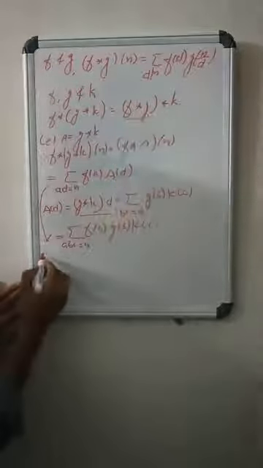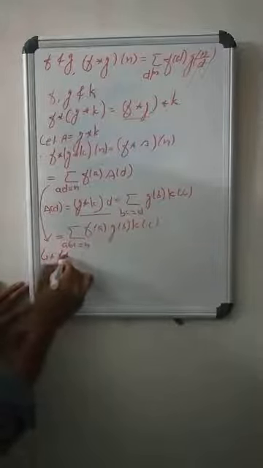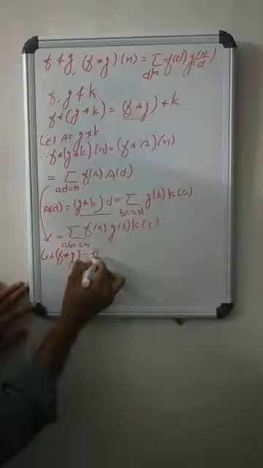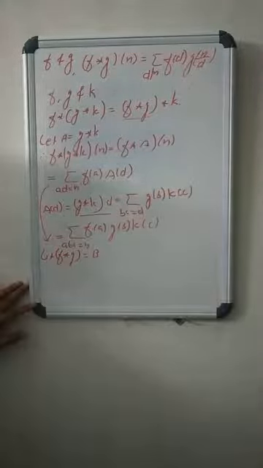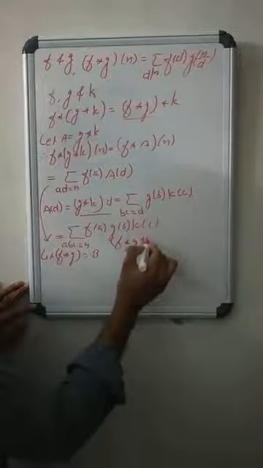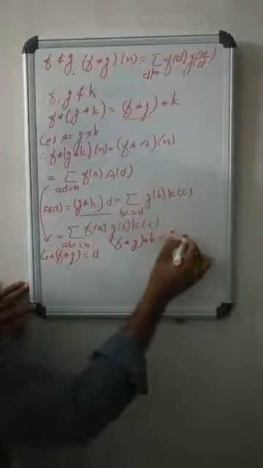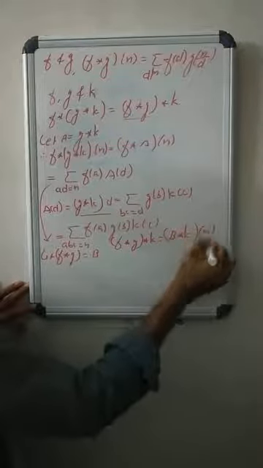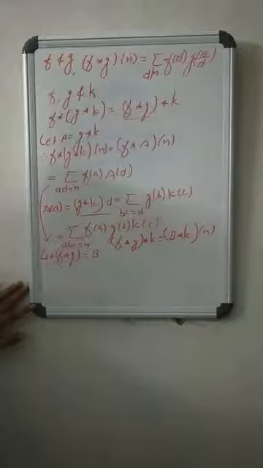What is F star G? F star G equals some B. F star G equals B. So what about F star G star K? F star G star K equals some B star K. So B star K of N. What is B star K of N?